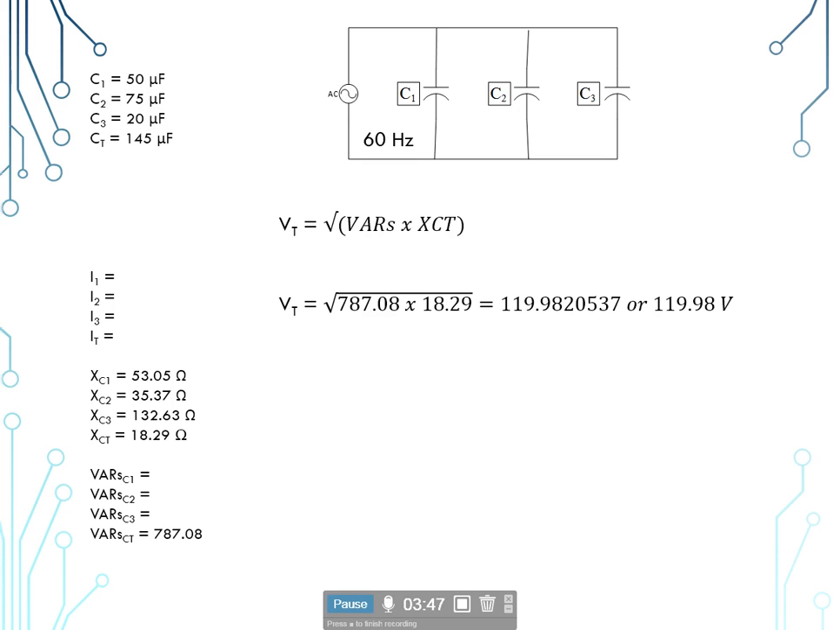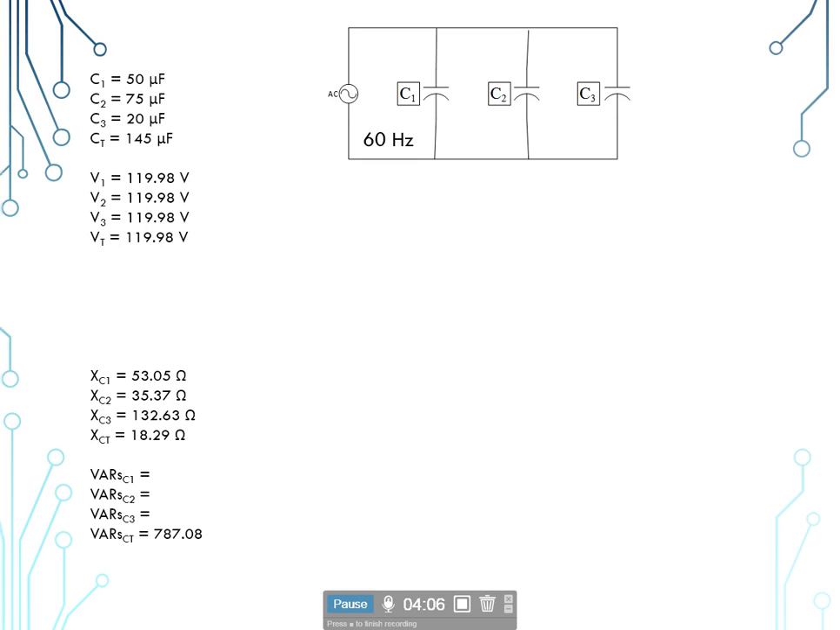Now remember, in a parallel circuit, our voltages are constant across all branches. So V sub T is equal to V sub 1 is equal to V sub 2 is equal to V sub 3. So we can go ahead and populate that same 119.98 volts for V sub 1, 2, and 3.